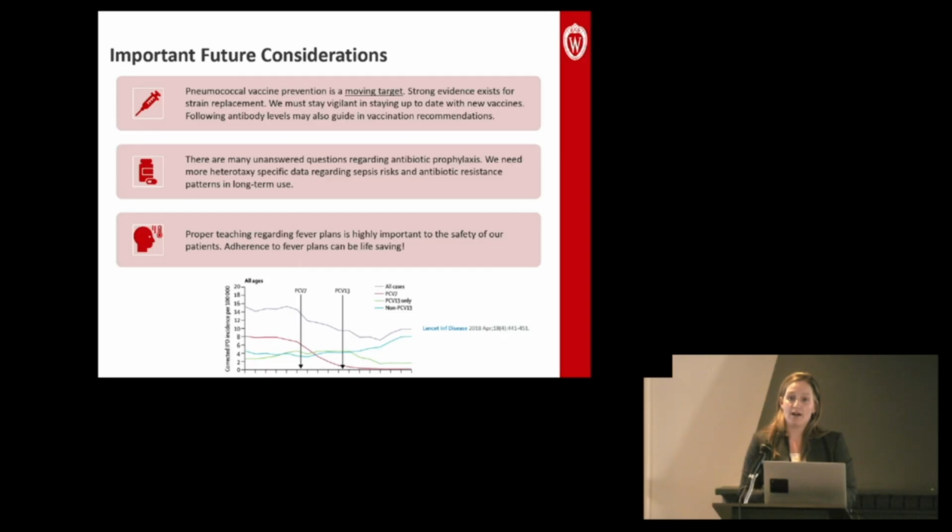And so we have to stay up with the literature on new pneumococcal vaccines and following levels, and seeing how we can best protect our patients. Again, we've talked a lot today about antibiotic prophylaxis, and that just needs to be a shared decision between you and your patient, staying up on current literature. And then I take a lot of my time in my clinic talking about fever plans and making sure that my patients really understand the risks, and I really feel like adherence to fever plans can be life-saving for our patients. And with that, I will close.